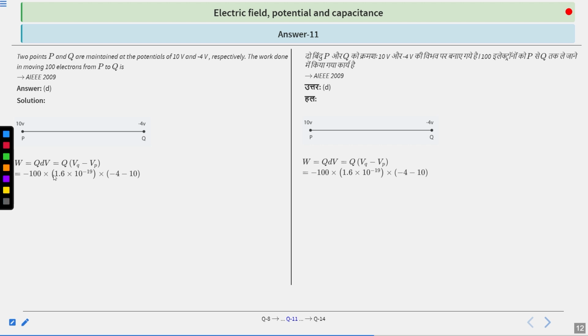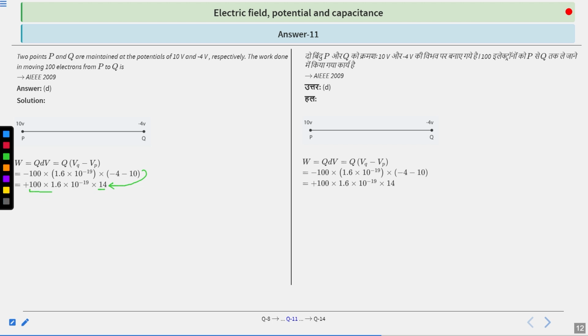So Q is equal to 100 into 1.6 into 10 raised to the power minus 19. Calculating this term, you will get the charge, and the potential difference is at this point minus 4 multiplied by minus 10. Solving this term, you will get 100 into 1.6 into 10 raised to the power minus 19 multiplied by 14, and 14 comes from this line. Clear?